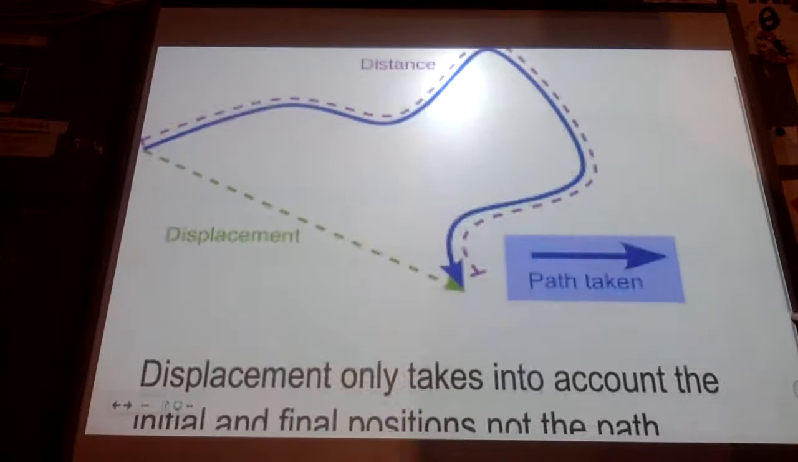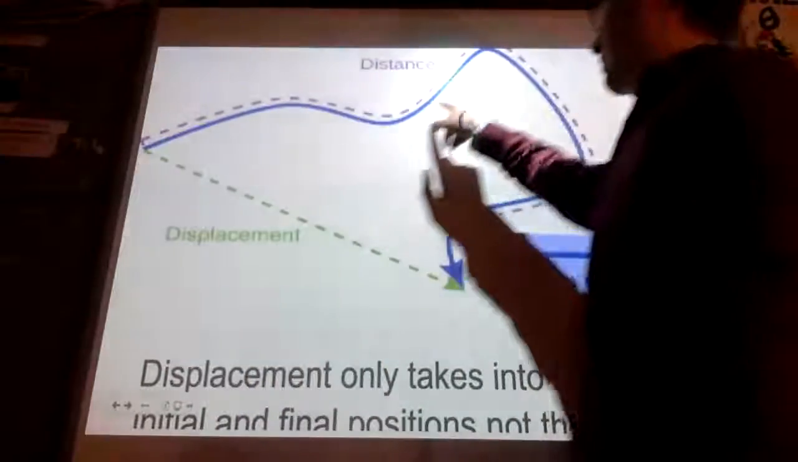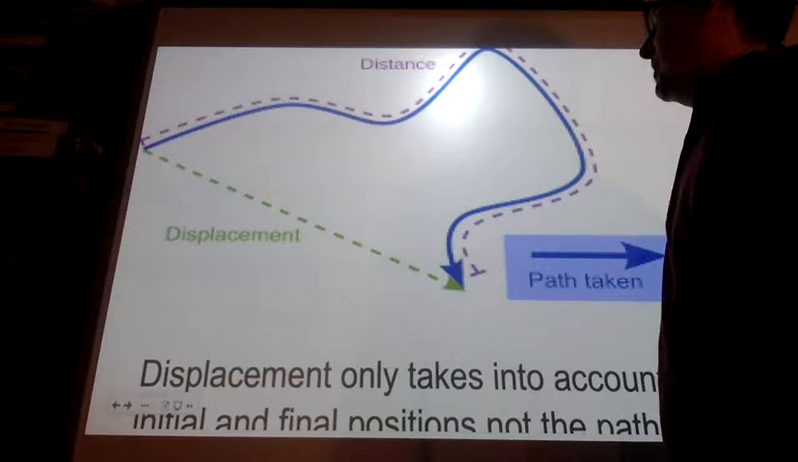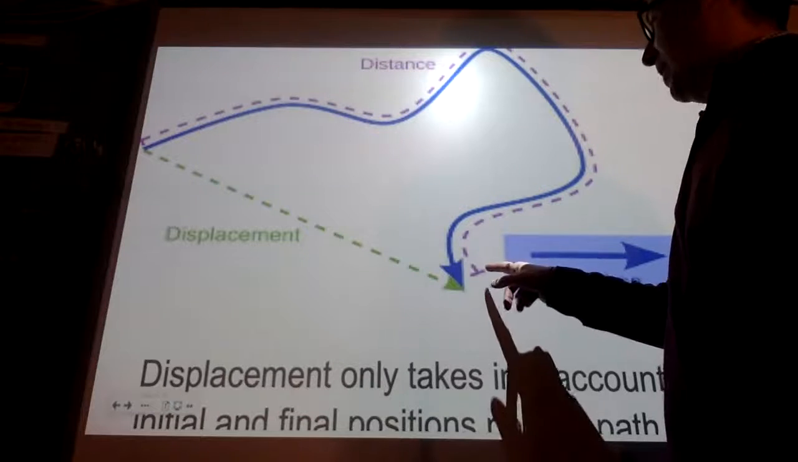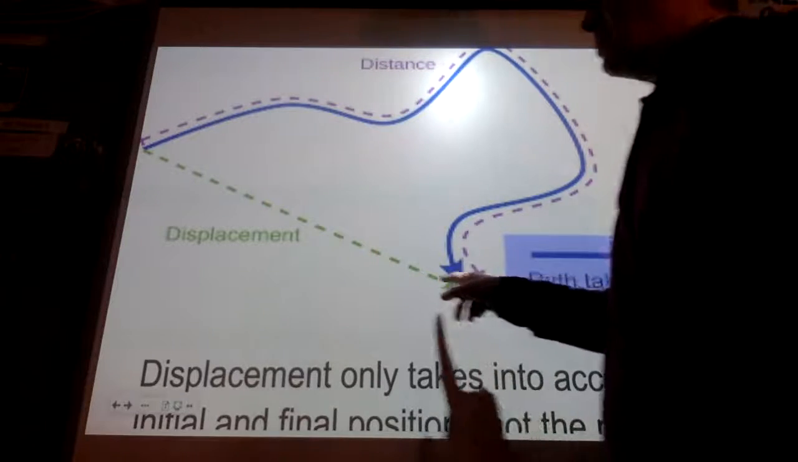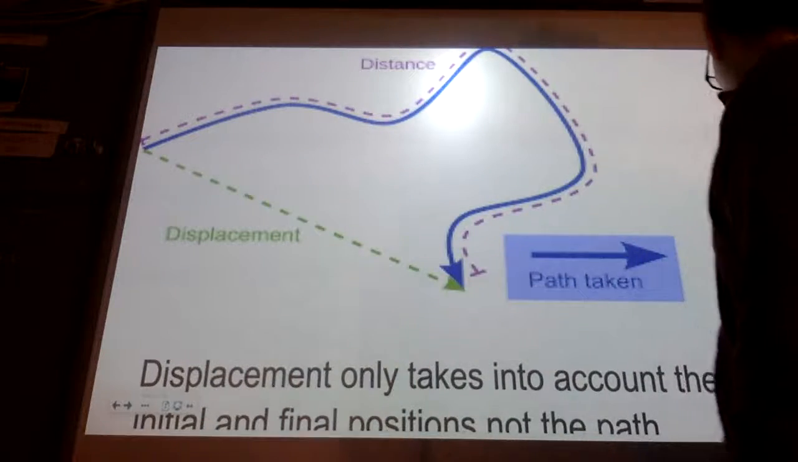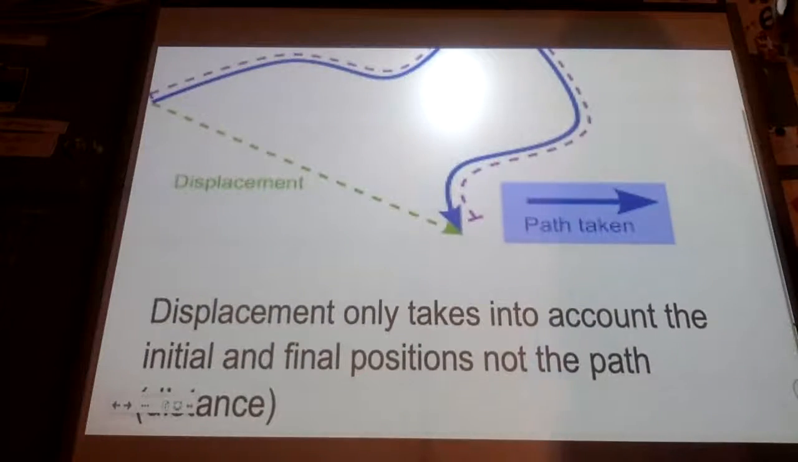There's a difference between distance and displacement. Here we have someone walking along a curved line there. Their distance, which would be the length in purple that they went, would be much different than the displacement, which only takes into account where you end up and where you start.